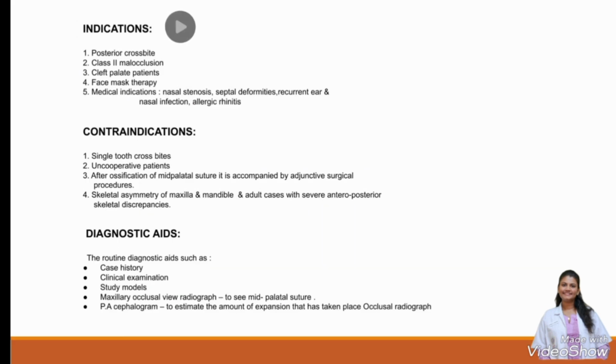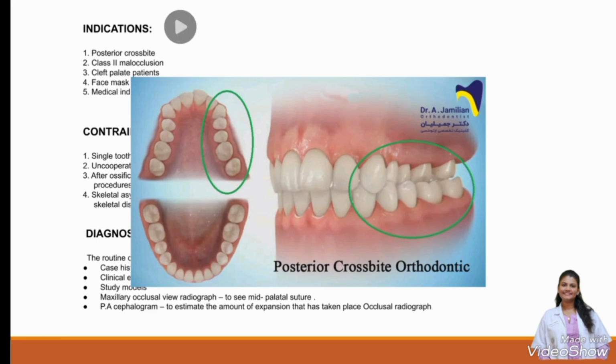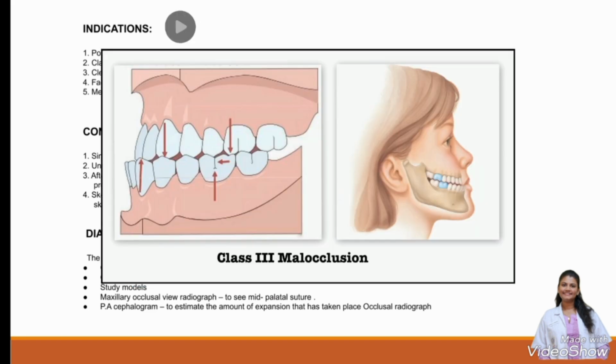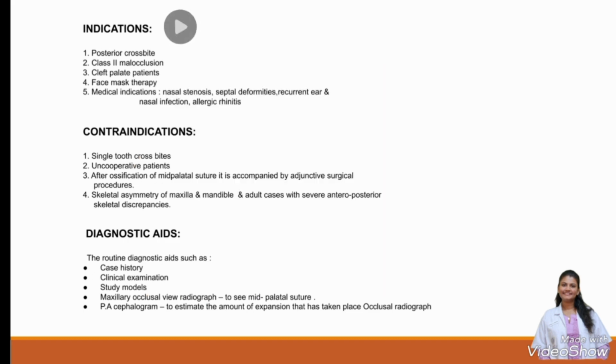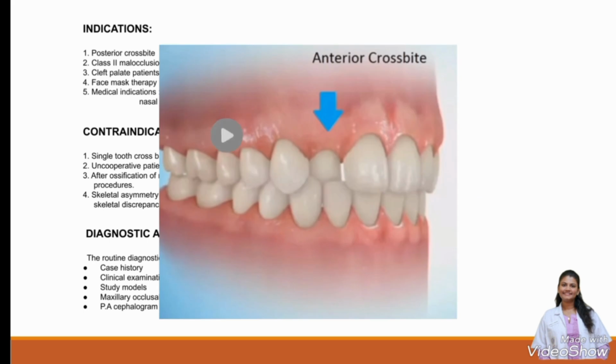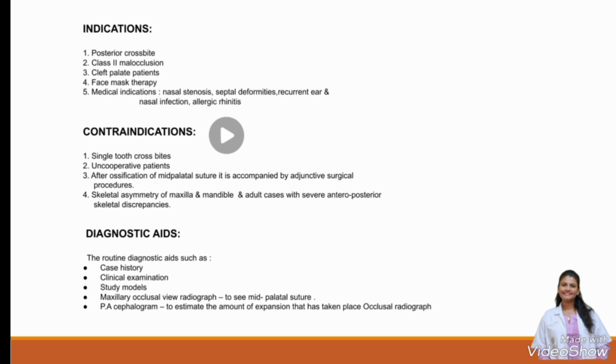Indications for RME: posterior crossbite, class 2 malocclusion, cleft palate patients, face mask therapy. Medical indications: nasal stenosis, septal deformities, recurrent ear and nasal infections, allergic rhinitis. Contraindications: single tooth crossbites, uncooperative patients. After ossification of the mid-palatal suture, it is accompanied by adjunctive surgical procedures. Skeletal asymmetry of maxilla and mandible, and severe anteroposterior skeletal discrepancies.